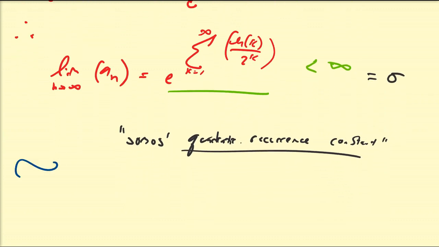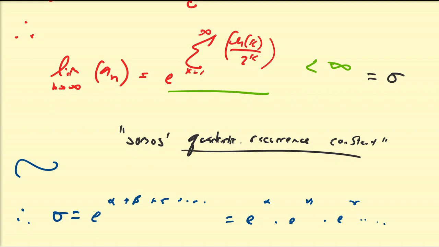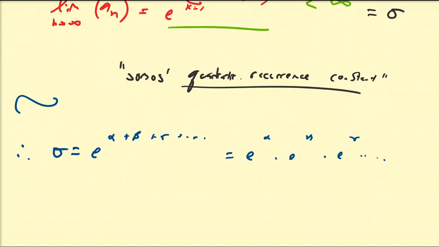So therefore, what do we have? Sigma is going to be equal to e to the sum. So that means we have e to the alpha plus beta plus gamma plus and so on, which we can decompose into e to the alpha times e to the beta times e to the gamma times and so on. So it's going to be a product of exponentials.